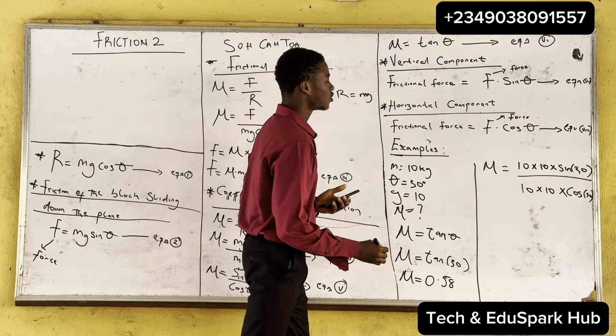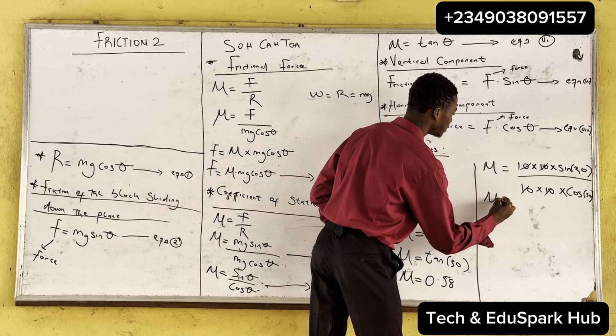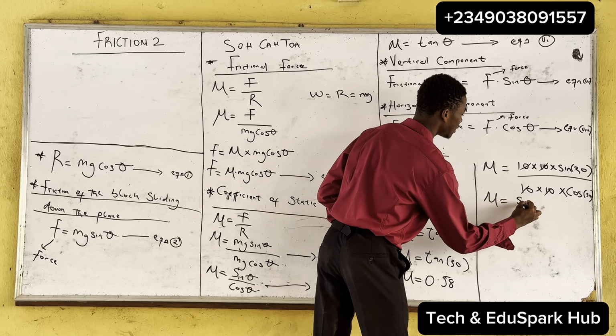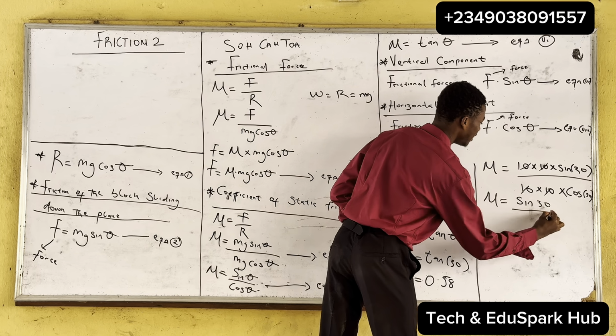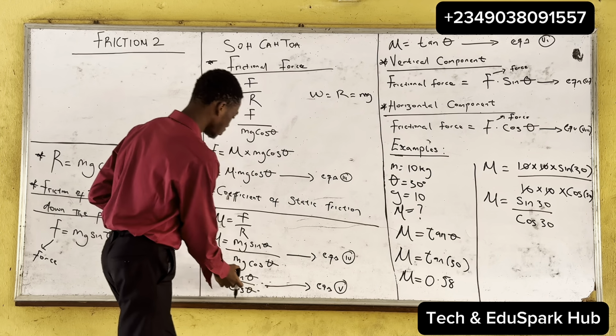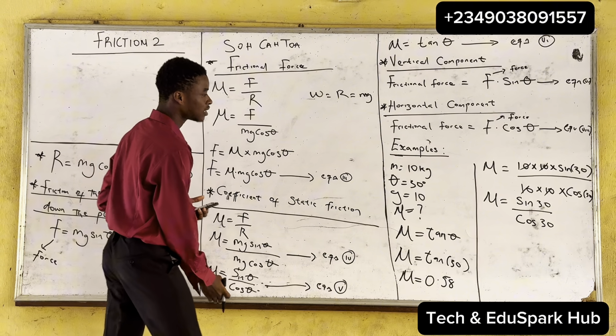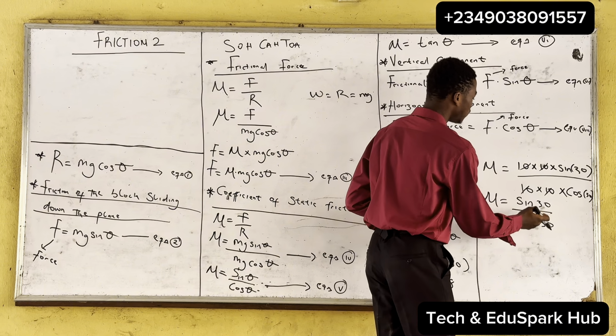So in this kind of question, you can cancel this and cancel this. So we have our coefficient of static friction equal to sin 30 divided by cos 30. You can see we are still coming back to the equation that we have in equation 5, which is sin theta over cos theta. So here we are having sin 30 over cos 30.